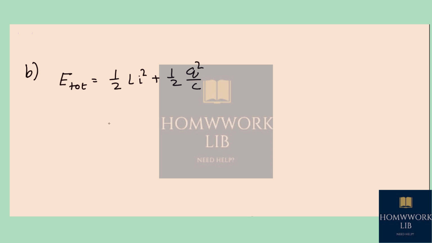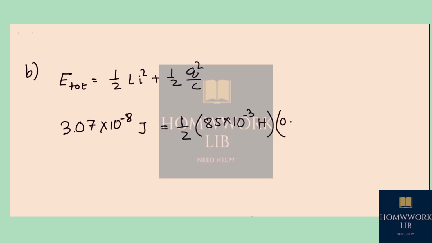So again, the total energy is given as 3.07 times 10 to the power negative 8 joules, which is equal to half of 85 times 10 to the power negative 3 henry times the current, which is given as 0.5 times 10 to the power negative 3 ampere squared, plus half of Q squared, and we divide that by the capacitor, which is 3.2 times 10 to the power negative 6 farad.